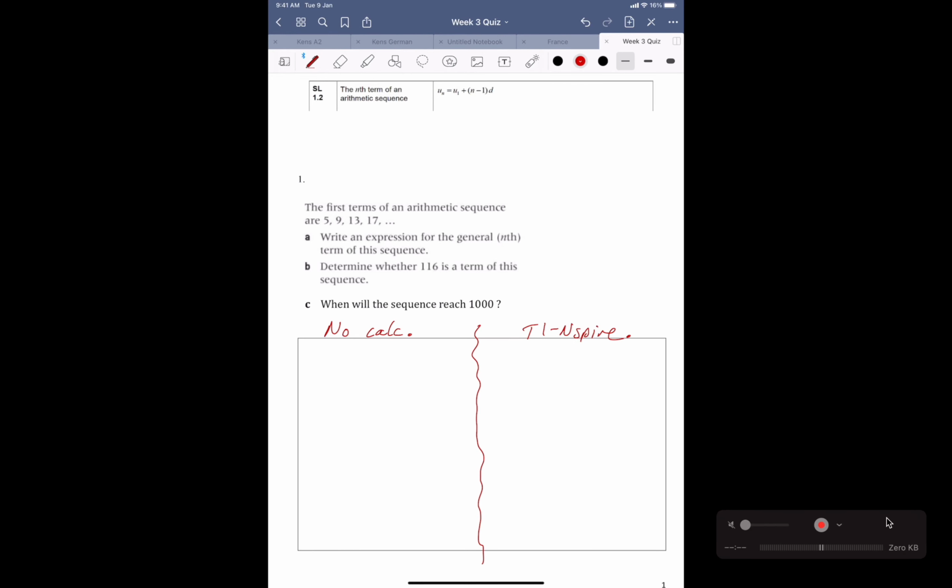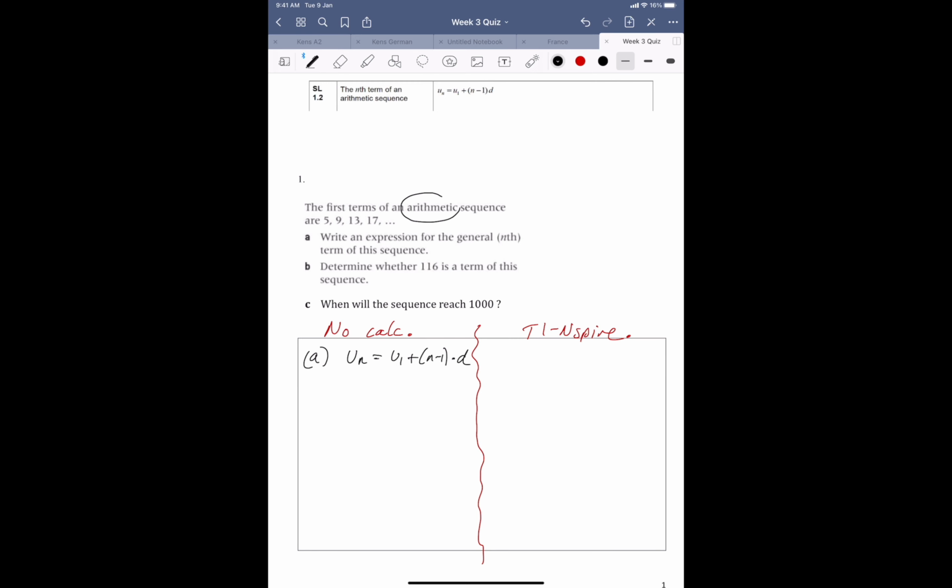We have a look at this question, and you can see I've split the answer grid into no calc and TI Nspire. And for the no calc, we've got a little think about what formulas we have, and we have the general nth term rule formula. It's u of n equals u1 plus n minus 1 times d, and this question tells you it's arithmetic.